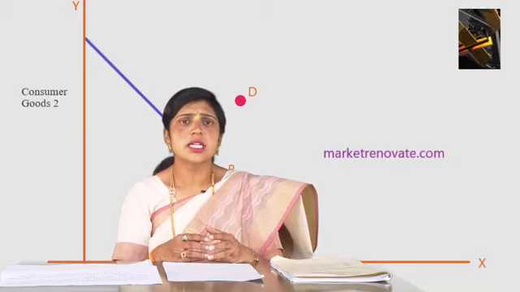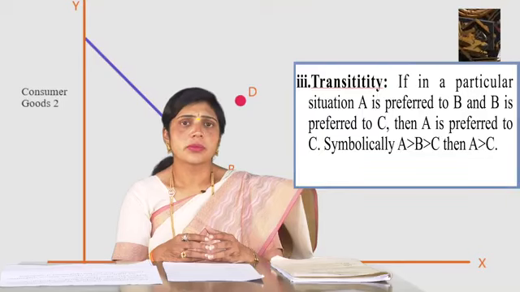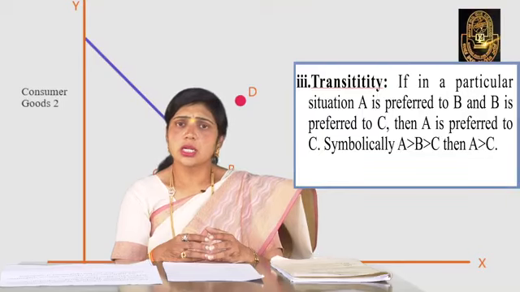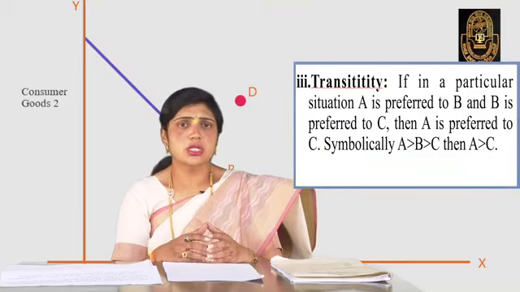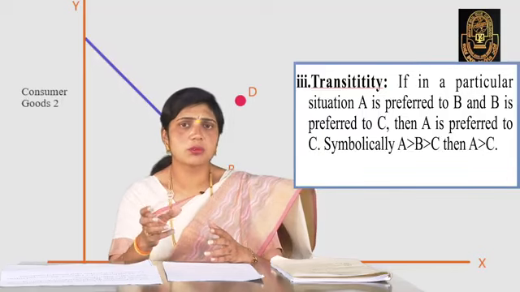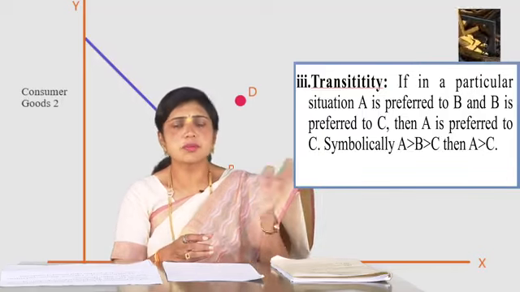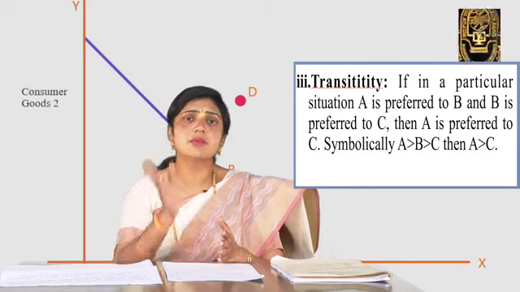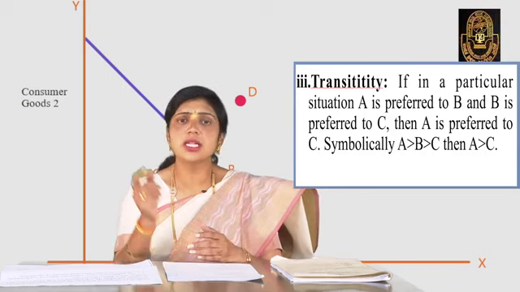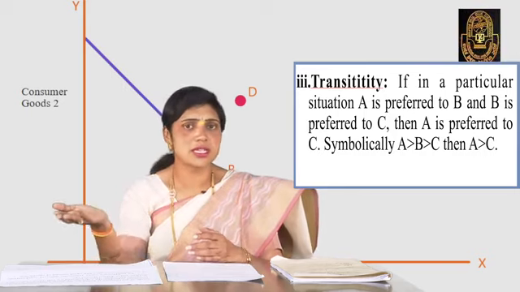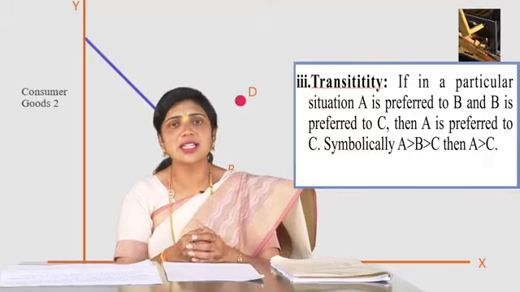The third assumption is transitivity. In a particular situation, take for example, if A is preferred to B and B is preferred to C, then A is preferred to C. Symbolically, if A > B > C, then A is automatically greater than C.